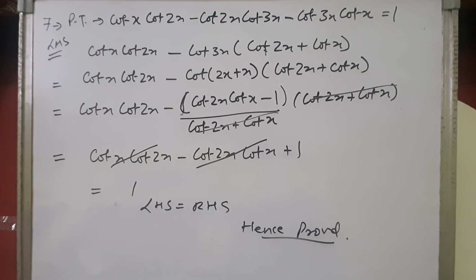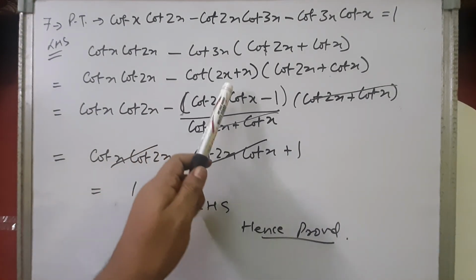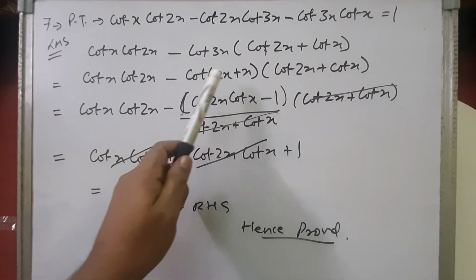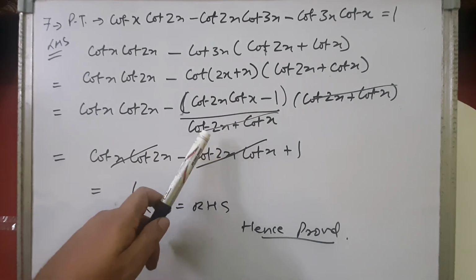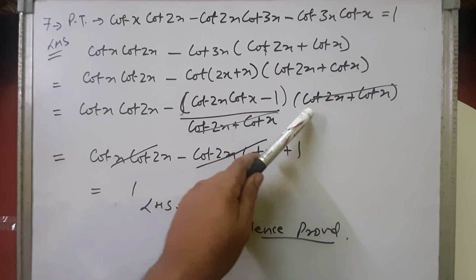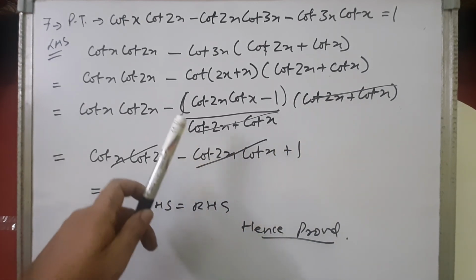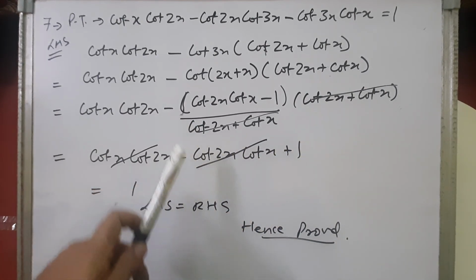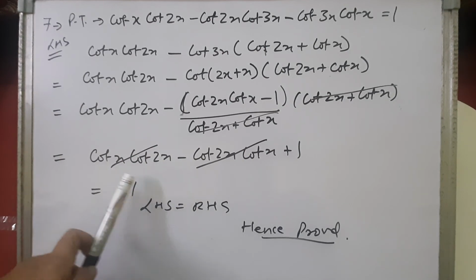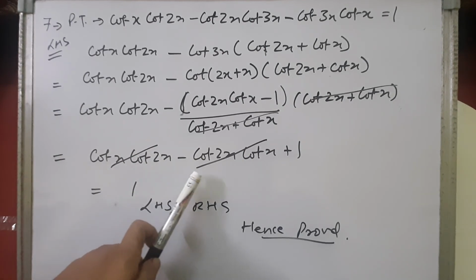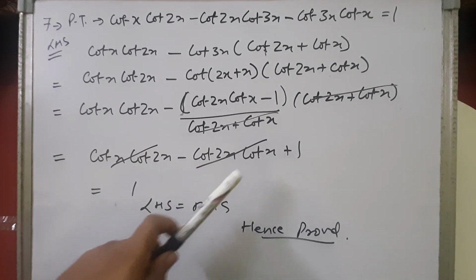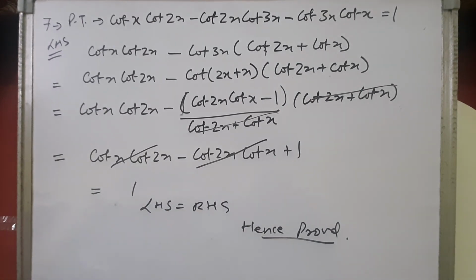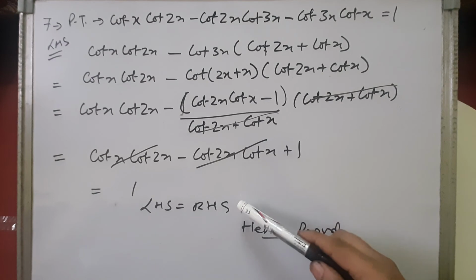And the formula of cot 3x is, cot 3x can be written as cot (2x plus x), and cot (a plus b) is (cot b cot a minus 1) upon (cot b plus cot a). So the denominator and numerator will get cancelled. You can see the minus sign outside the bracket, so the sign will get changed. We'll get cot x cot 2x minus cot 2x cot x plus 1. So this minus and plus term will get cancelled. Only 1 will be there. That's what we have to prove. So we have obtained the right hand side.